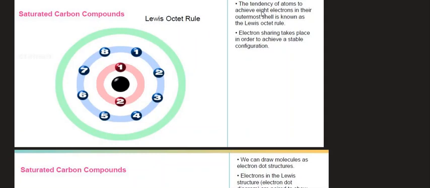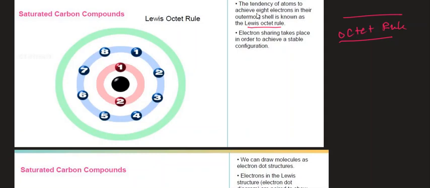on the octa electron, that is the octet rule. We used to call it the octet rule. So according to this rule, any element which has 8 electrons around the nucleus will be stable. So this is known as the Lewis octet rule.